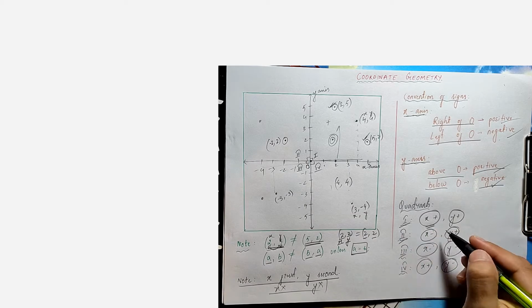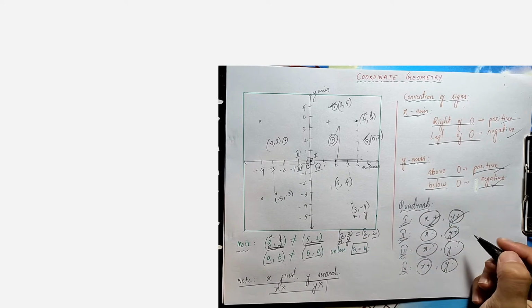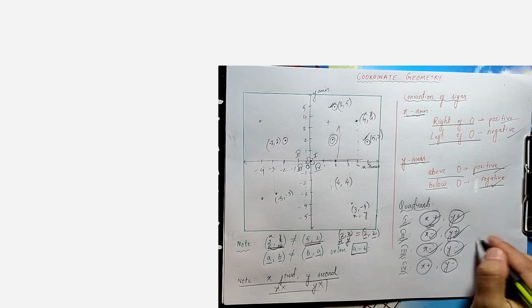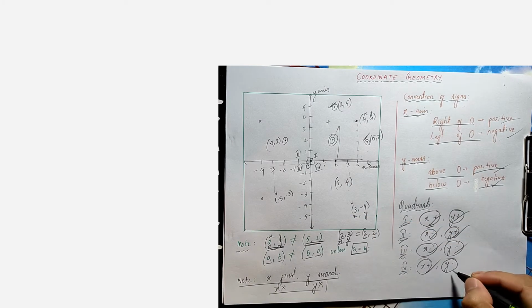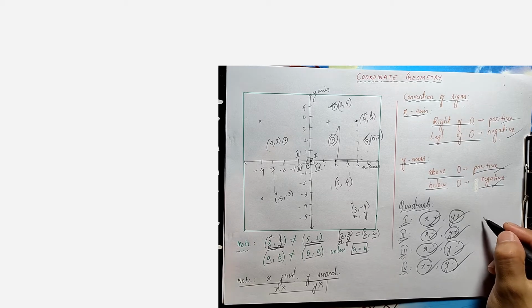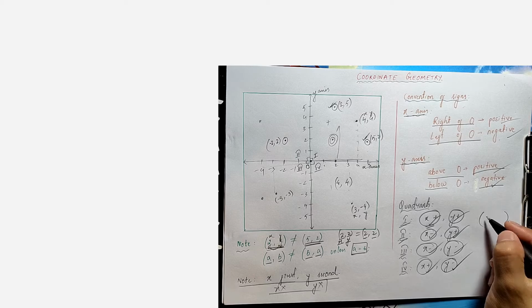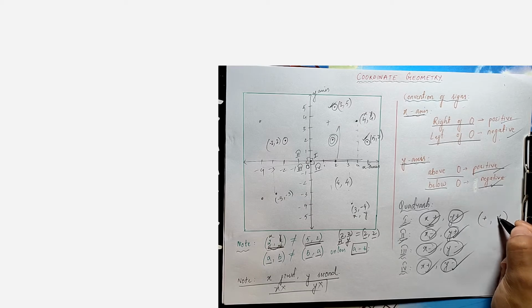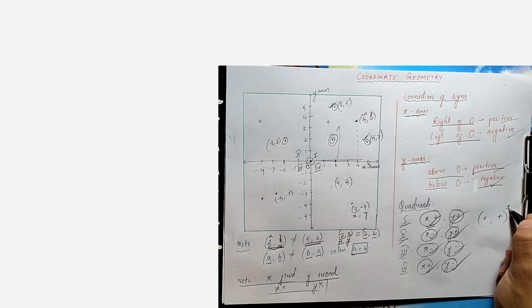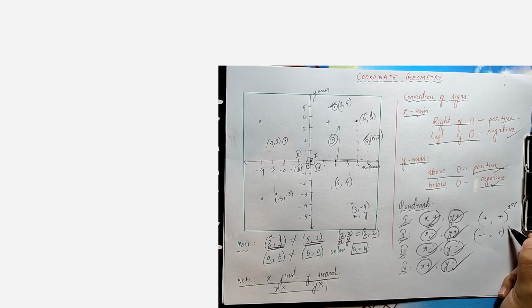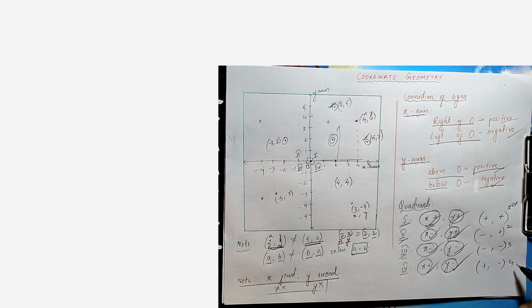So for the first quadrant: positive, positive. Second quadrant: negative, positive. Third quadrant: negative, negative. Fourth quadrant: positive, negative. So basically, if you just look at any point, you don't have to know what the number is. If you know that this is positive and this is also positive, we can definitely say that it is in the first quadrant. If it is negative and positive, second quadrant; negative, negative, third quadrant; and positive, negative, fourth quadrant.